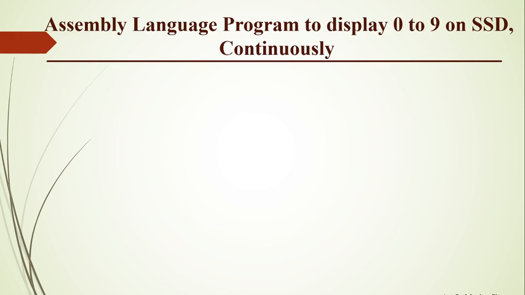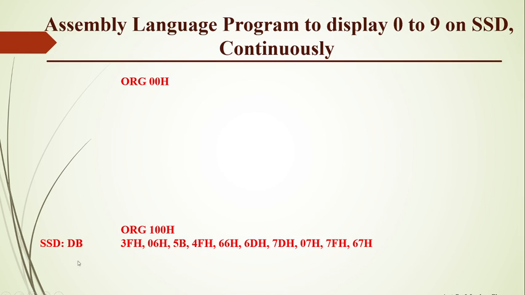Now, here is the assembly language program to display the 0 to 9 digits on SSD continuously. Starting with the directive, that is ORG 00H. This is our initial location for the program. And at the address 100H, we have defined the array. The DB, data byte directive, is used to define this array, and the name SSD is used for this array. In this array we have represented all the hex values used to display the digits 0 to 9, that is from 3FH to 67H.